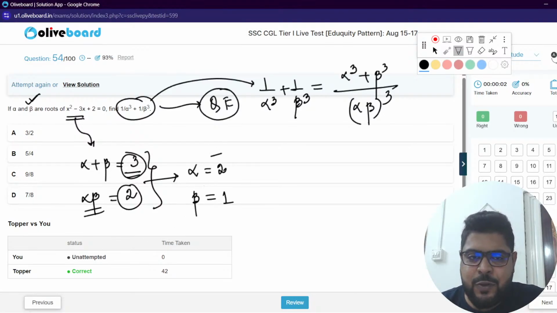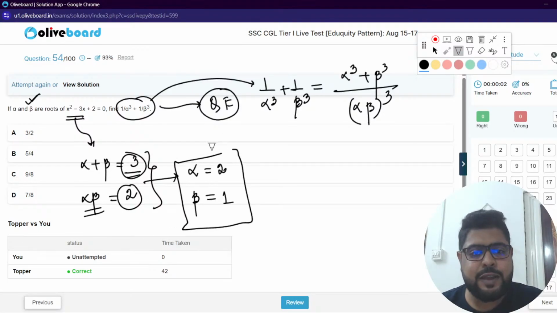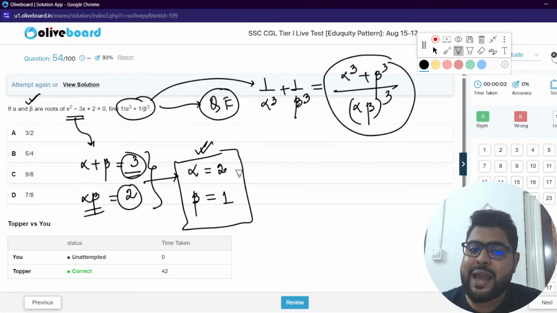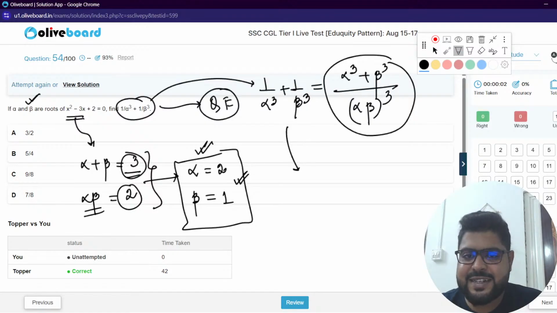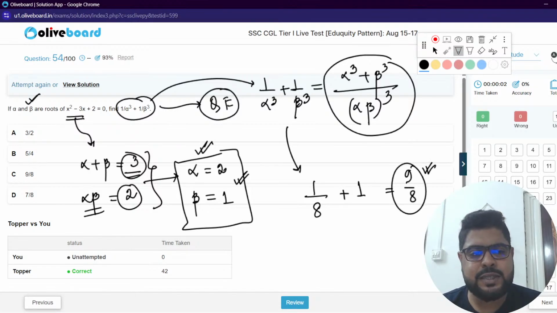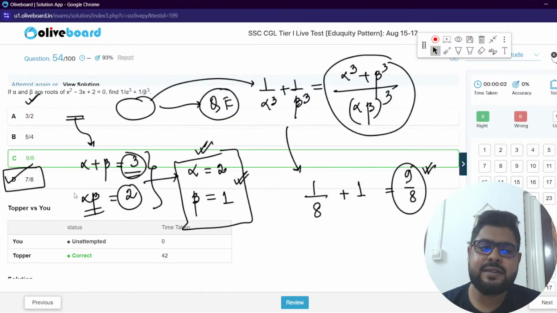So again, if you can figure this out, not every time you will be able to do this. If you can't do this, then this is the only way to proceed. But if you can do this in this question, then definitely I'll put this. So you say 1 by 2 cube, that is 1 by 8, and 1 by 1 cube is 1. So my answer is 9 by 8. Look, the calculation became so simple. Option C is the answer.